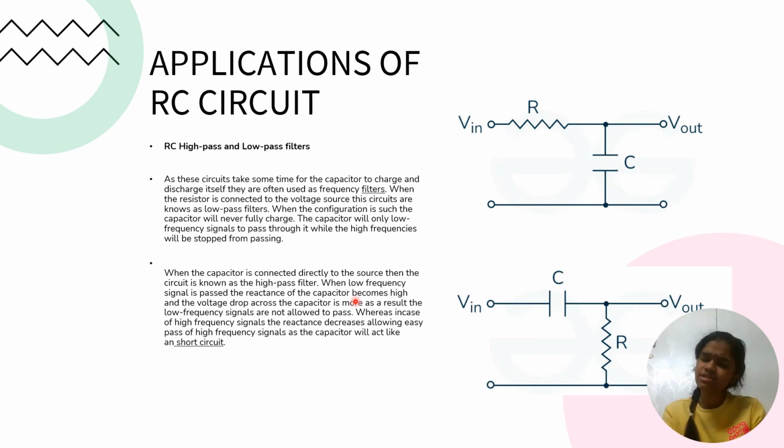High pass filter, what is a high pass filter? That means it allows only high frequency waves to pass through, and it does not allow low frequencies to pass through. When low frequencies come to the capacitor, it becomes an open circuit, or its reactance becomes high, like an open circuit. And when high frequency comes, the resistor acts as a short circuit. So the high frequency waves are passed through it.